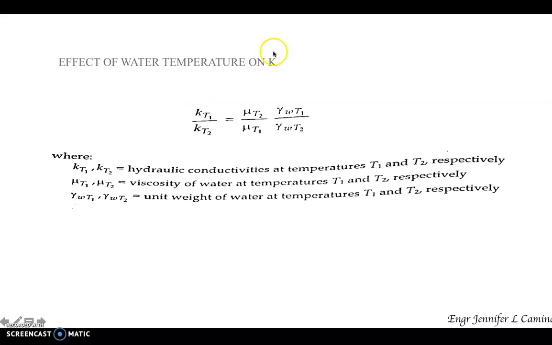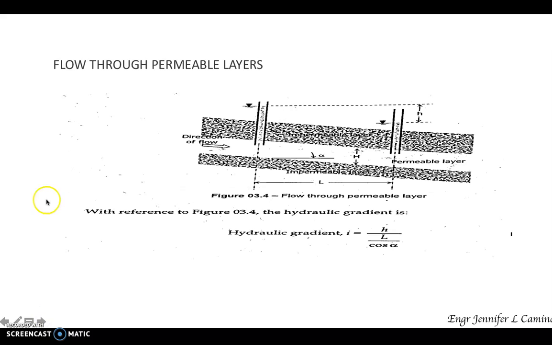So the higher the temperature, the more permeable the soil is. This is the equation or mathematical expression that explains the effect of water temperature on hydraulic conductivity or permeability coefficient. Now we move on to the flow through permeable layers.